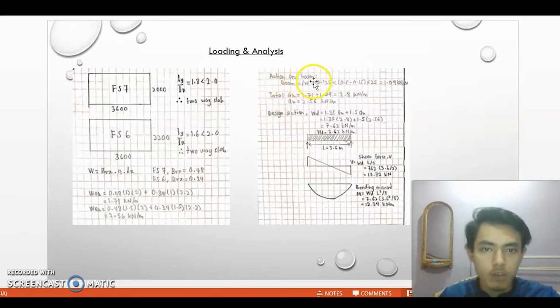Then for the action on the beam, the self-weight of the beam is 1.09 kilonewtons per meter. For total Gk, 2.8, and Qk, 2.56 kilonewtons per meter. For design action, we get 7.62 kilonewtons per meter. And then this is the shear force and bending moment diagram. For shear force, we get 13.72 kilonewtons, and for bending moment, we get 12.34 kilonewton meters.